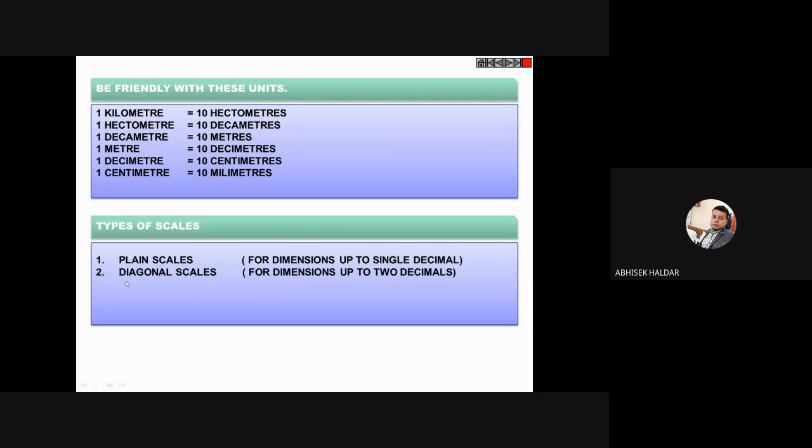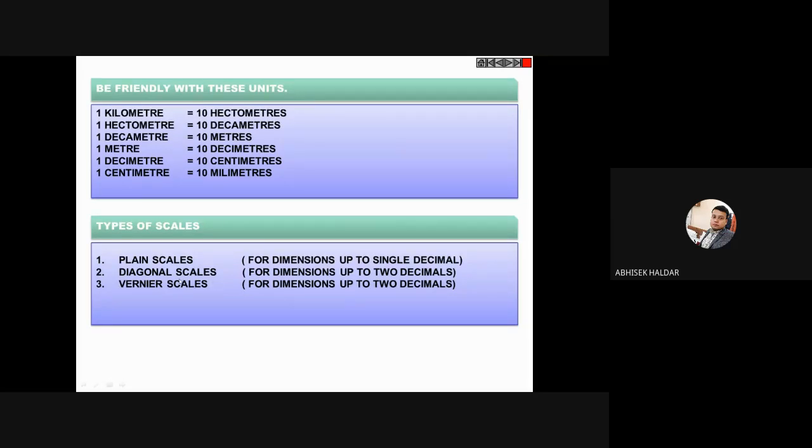This is another type of scale, the diagonal scale. In this problem we will discuss how to construct a diagonal scale. Basically these two scales are in your syllabus, the plain scale and the diagonal scale. If you understand a problem of diagonal scale, that will automatically cover the plain scale. So I will show you one problem from the diagonal scale. With it you can measure dimensions up to 2 decimals. Vernier scales can also do that, but they are used for smaller dimensions.